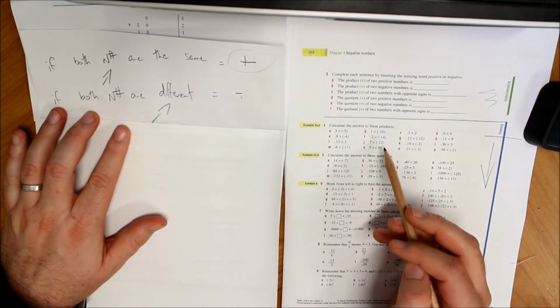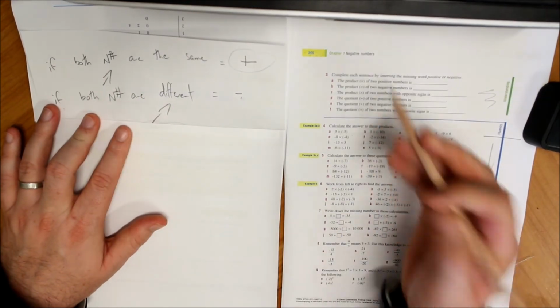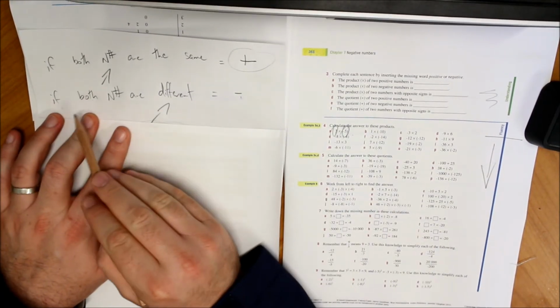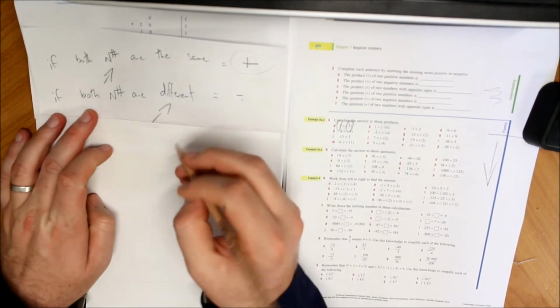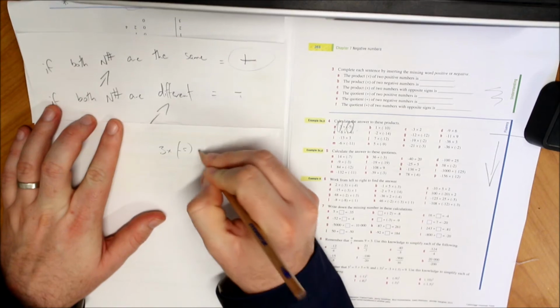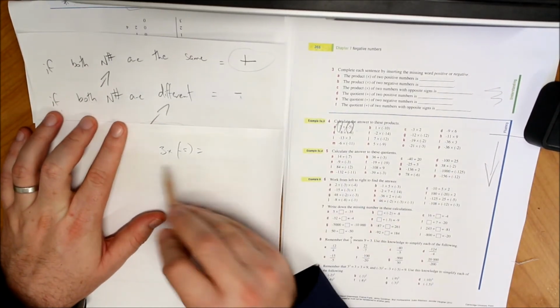3 times -5. Now, let's think about this. If both numbers are the same, are these the same? Well, that's a positive, that's a negative. They're not the same. So if both numbers are different, we're going to end up with a negative. So this is rather easy. 3 times -5. Everyone here knows what 3 times 5 is. It's 15. But both our numbers are different, so that means we end up with -15.